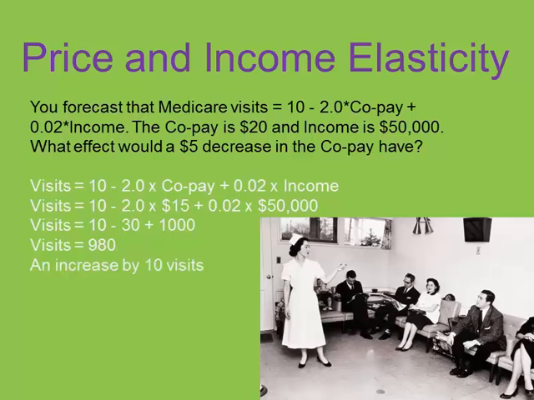If you remember on the previous formula where we just had that $20 copay, we had 970 visits. So now we know that should we decrease that copay a little bit, we're going to get some more visits.